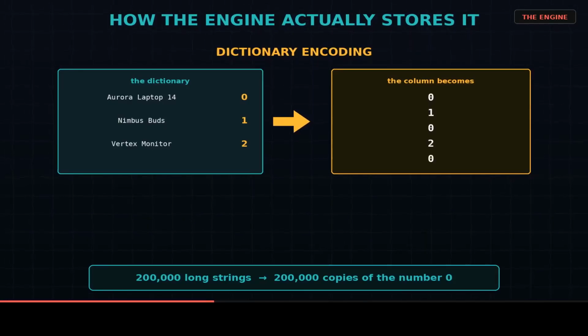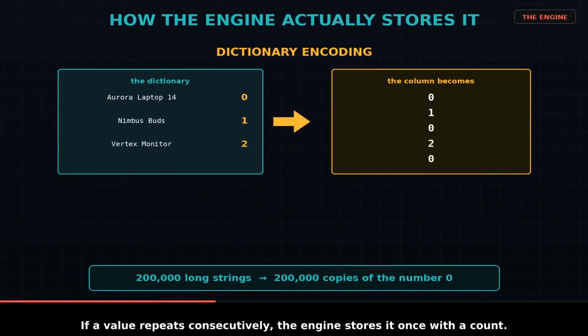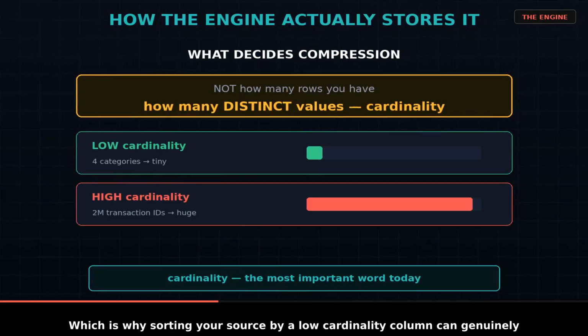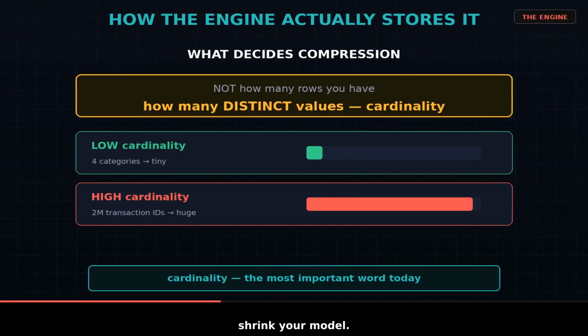There's a related trick called run length encoding. If a value repeats consecutively, the engine stores it once with a count, which is why sorting your source by a low cardinality column can genuinely shrink your model. Watch what that looks like.